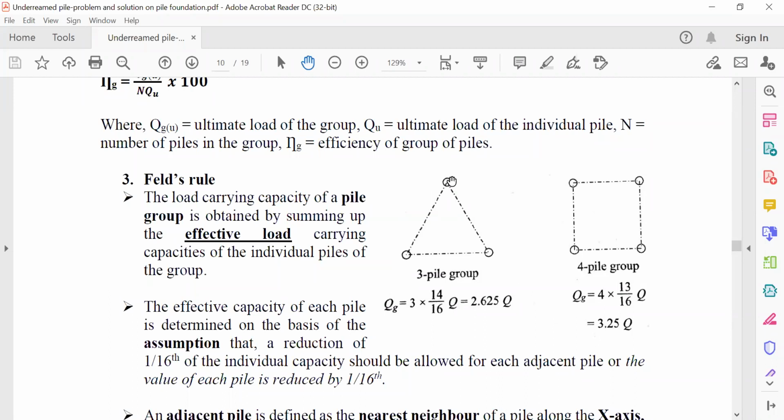1/16th load to this pile and 1/16 load to this pile. So what will be the load at this point? 1 minus 1/16 plus 1 plus 1/16. That means 2/16. 1 minus 2/16 is equal to 14/16. And 14/16, so the load carried by this pile is Q. So 3 piles are there. So all the 3 piles are going to share each other.